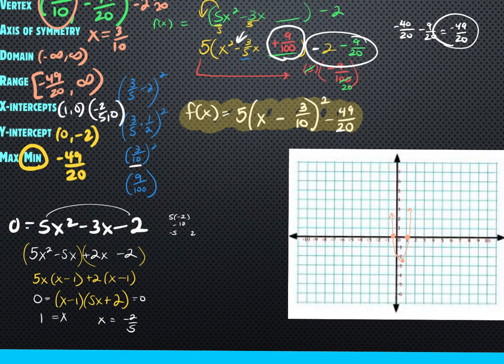You can solve for your x-intercepts using this, okay? You'd have to add the 49/20, then divide by 5, then square root, doing a plus and minus, then add the 3/10. It's a lot of fraction work, so I would say avoid it if you can.